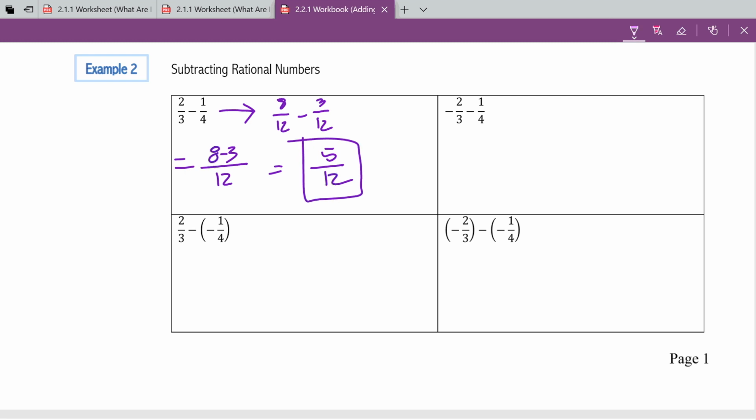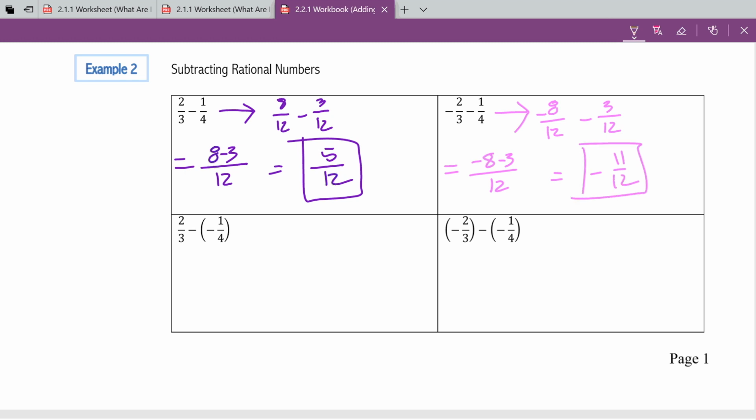How about negative 2/3 minus 1/4? Well, we have a negative number and we're taking even more away from that, so it's going to be even more negative. This is what I'm talking about when we're talking about how numbers work. A negative number minus another number is going to make it even more negative. So negative 2/3 is going to become negative 8/12 minus 3/12. And so when we put this all together, we're going to get negative 8 minus 3 over 12, which is equal to negative 11/12.